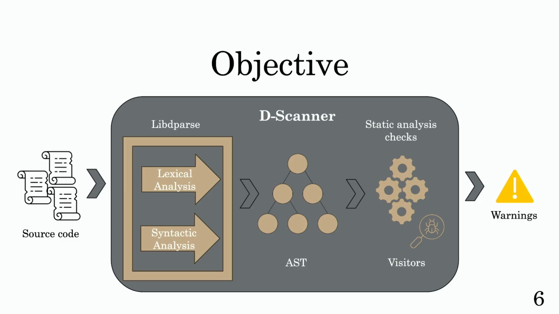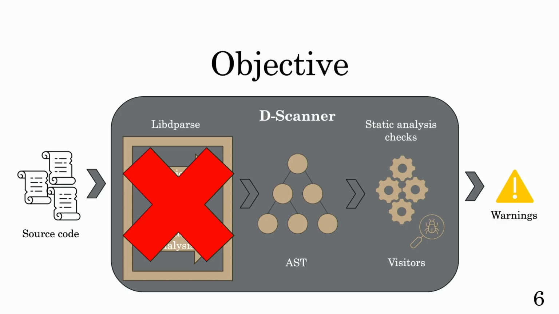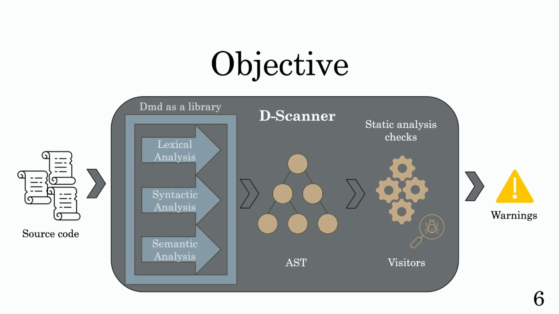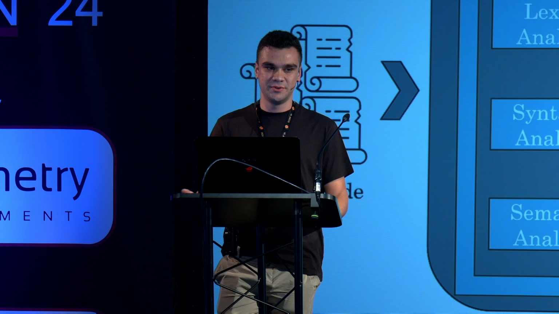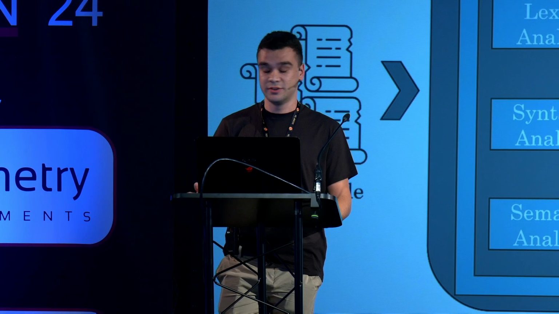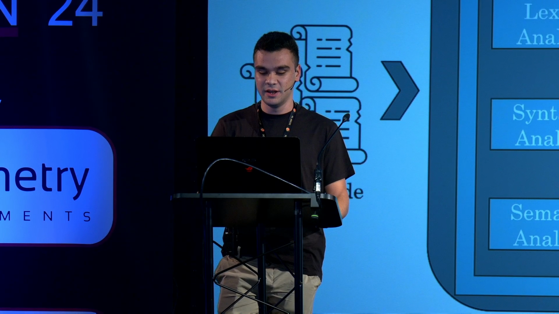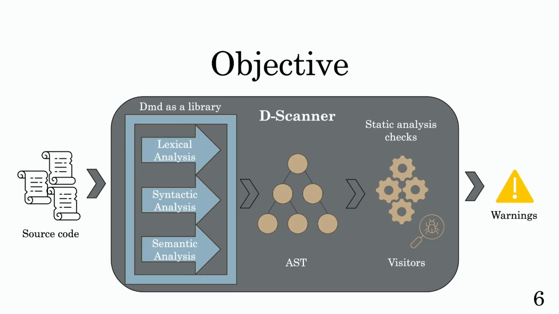Now, the objective for this project is to actually remove this libdparse dependency and replace it with DMD-as-a-library. Since we're changing our compiler library, we can expect that those compilation phases will change a bit. We'll also gain access to a new one, the semantic analysis step. Obviously, since those compilation phases change, we can expect a different AST. And since we want to keep the same behavior in this scanner, we're going to have to go through each check and migrate it so that it can actually detect the same warnings on this different AST.